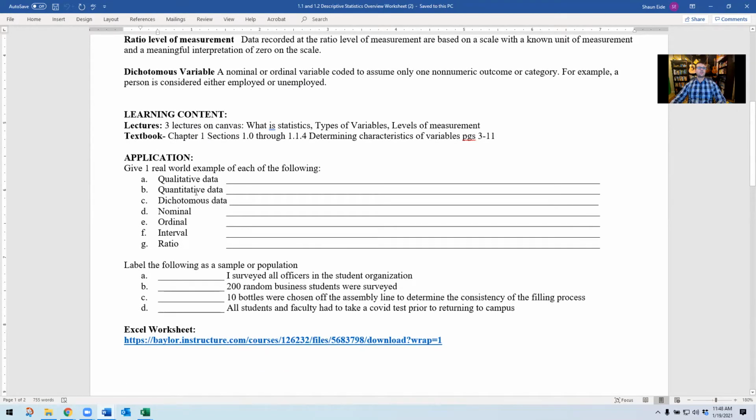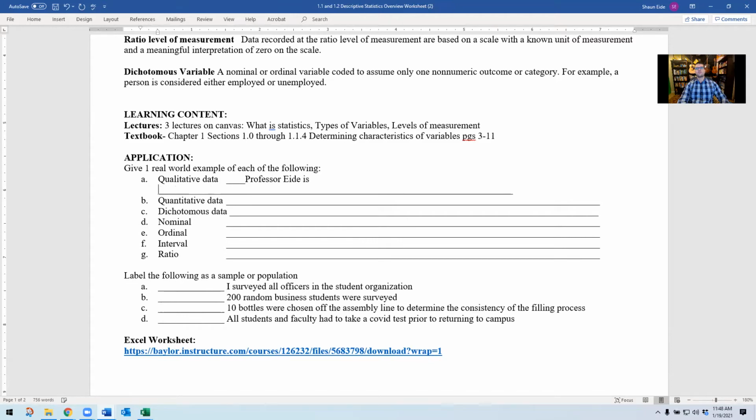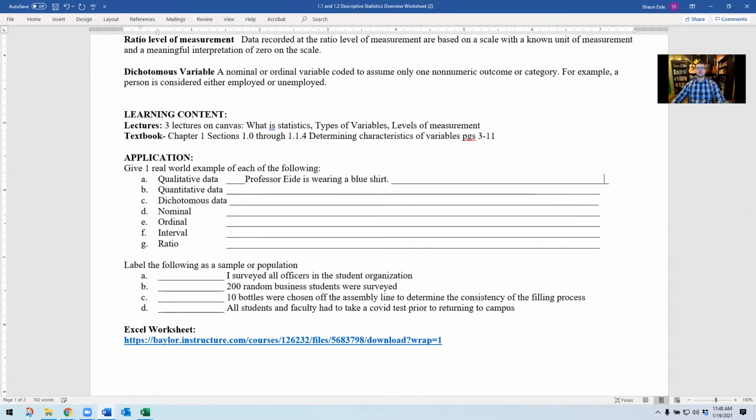Like I said, you should have already watched the lectures. The worksheet says to give one real-world example of each of the following, for instance, qualitative data. If you look at the lectures, you can say, Professor Eide is wearing a blue shirt. The fact that it's a blue shirt is a description. It is a quality of what I'm wearing. So therefore, this is a blue shirt.